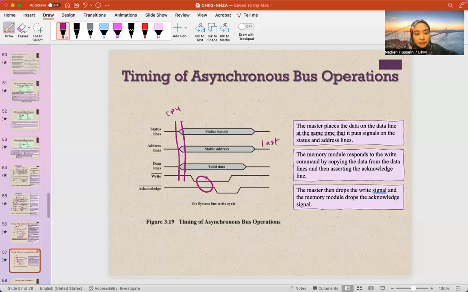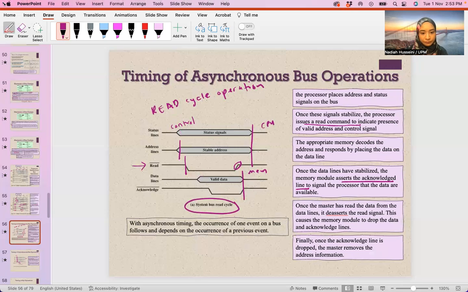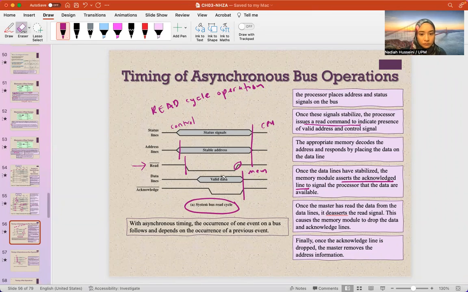Doctor, I have a question. If you go back to the read cycle, the drop of the read signal stops earlier than the data lines. Does that mean that the last data will be lost because of this? Is there any data loss?